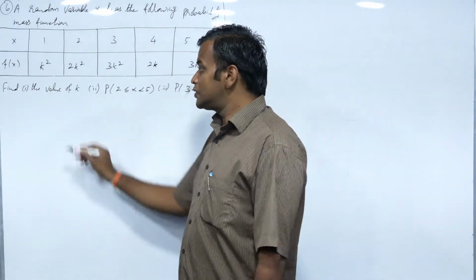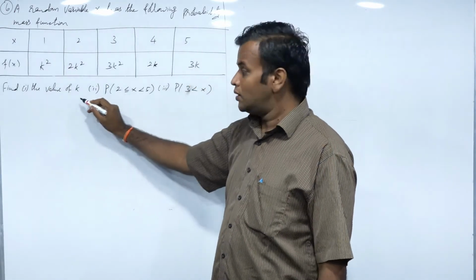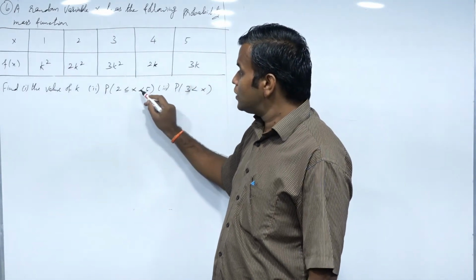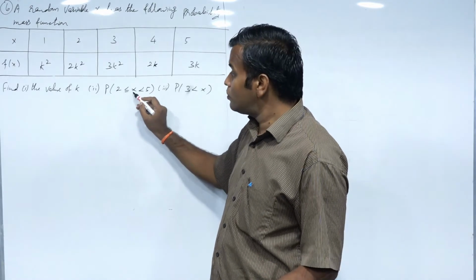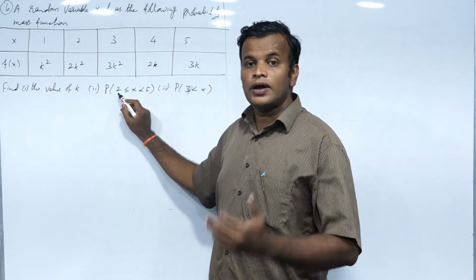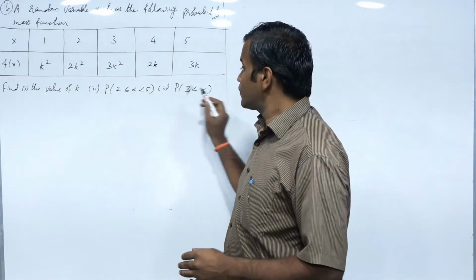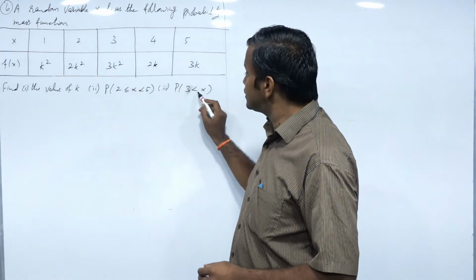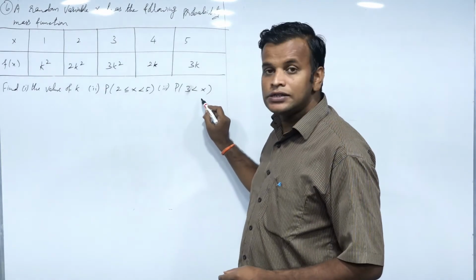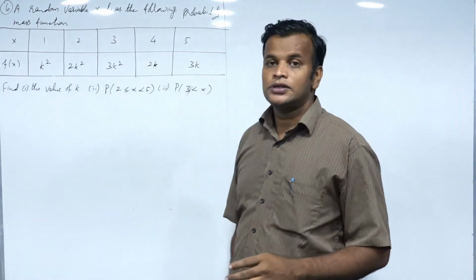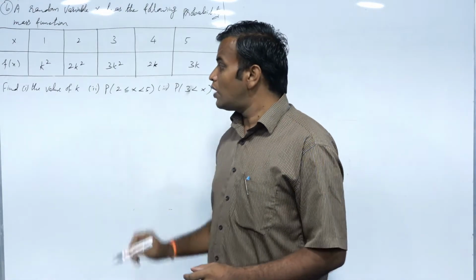Then there will be 3 questions. The first one is find the value of k. Second one, P of 2 less than or equal to X less than 5. That is, the random variable can take the values from 2 up to less than 5. And the third one, P of X greater than 3. So to find these 3 values, the first step is to find the value of k.